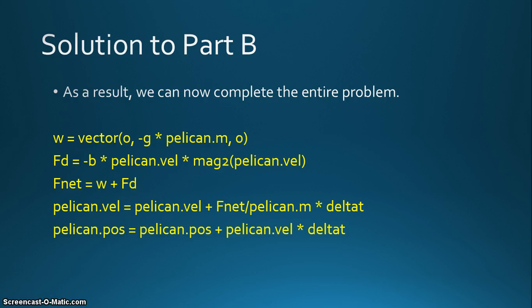Using Fnet, we can find the velocity via Newton's second law, and then from there, find the position of the pelican through the velocity multiplied by the change in time. This completes the Exam Wrapper 1 video for Problem 1 from Midterm number 1.